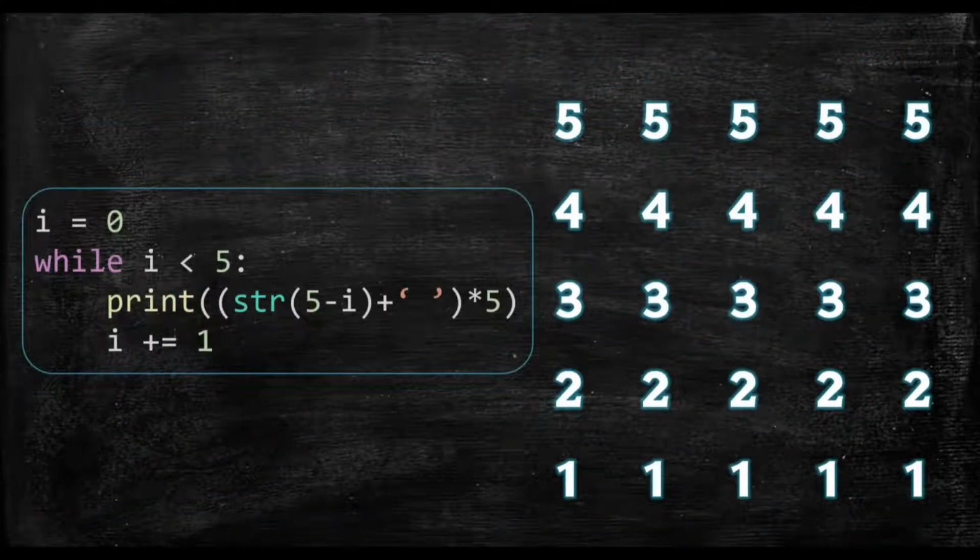In this video tutorial, we will see how to print number square pattern. Let's move to Visual Studio Code and execute this pattern.